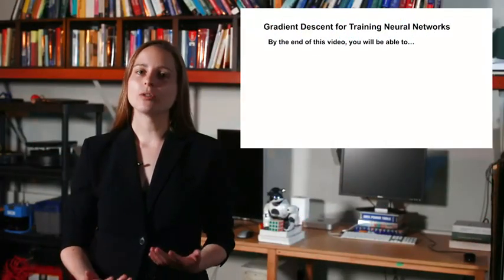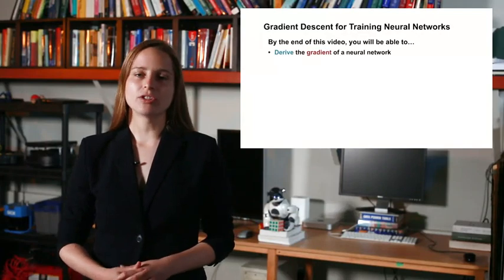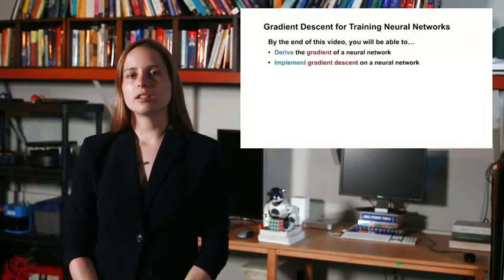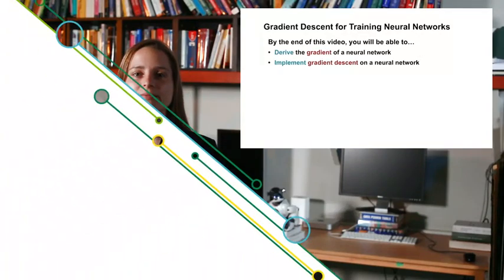The updates for our algorithms have been pretty simple, and most have been based on gradient descent. The same is true for neural networks. The backpropagation algorithm is actually not that complex. It is in fact just gradient descent. But the gradient is a bit more complex because of the nested functions. By the end of this video, you will be able to derive the gradient of a neural network and implement gradient descent on a neural network.